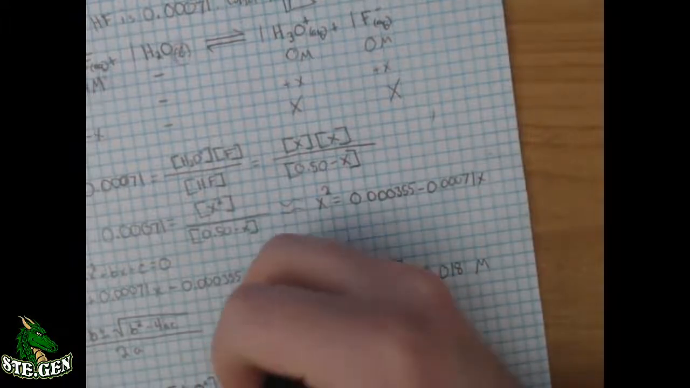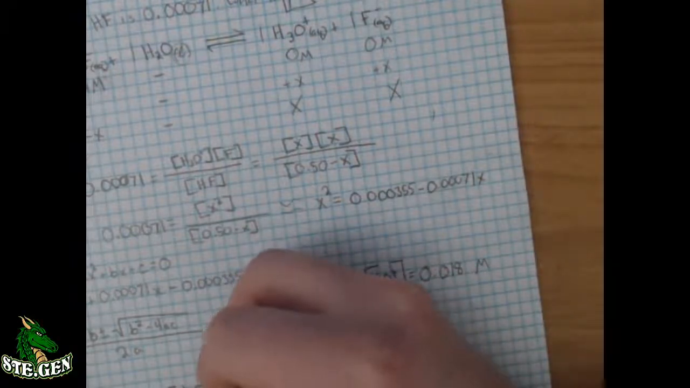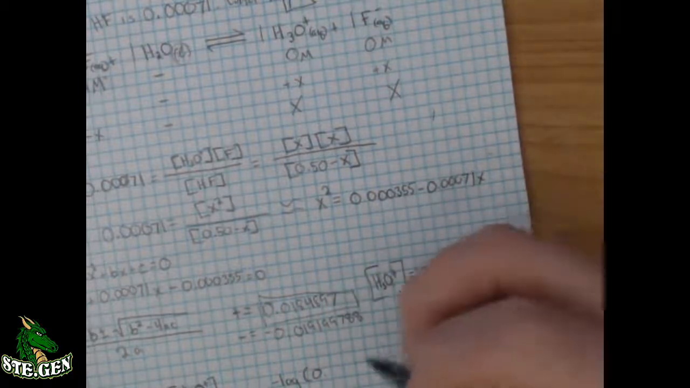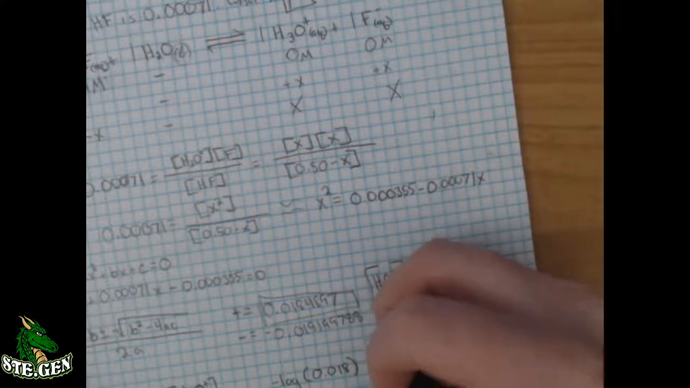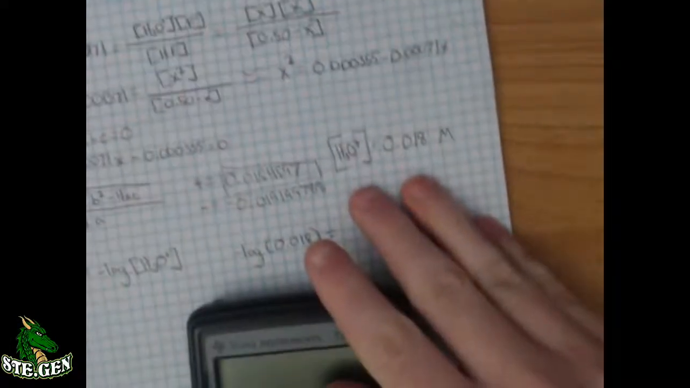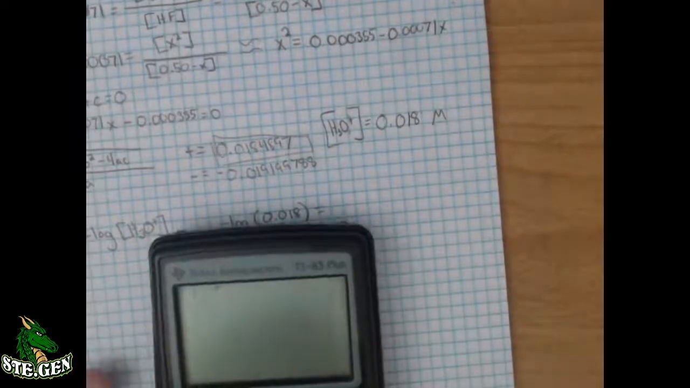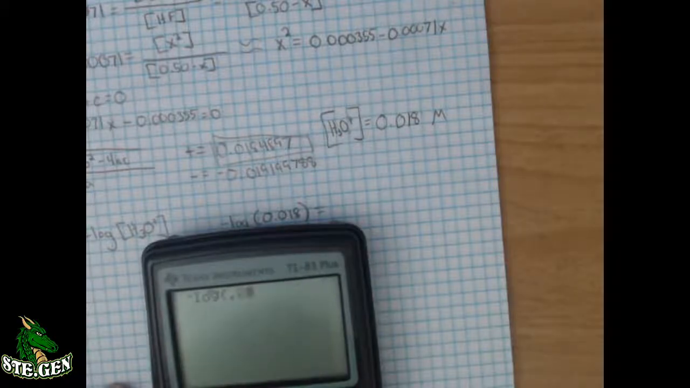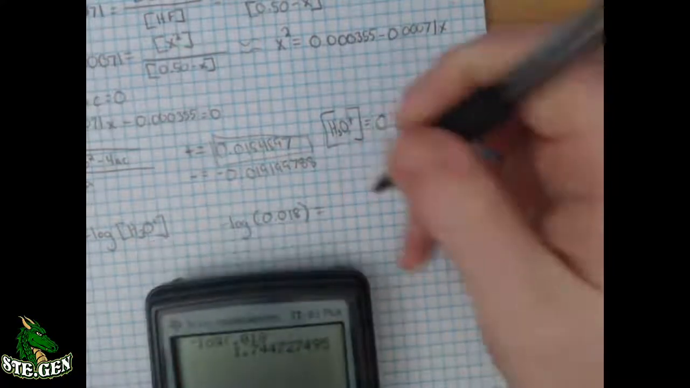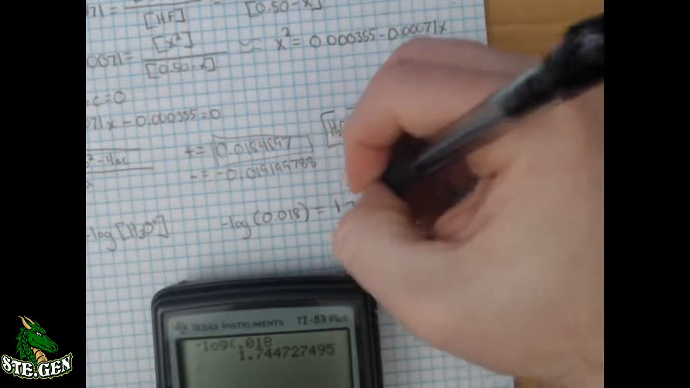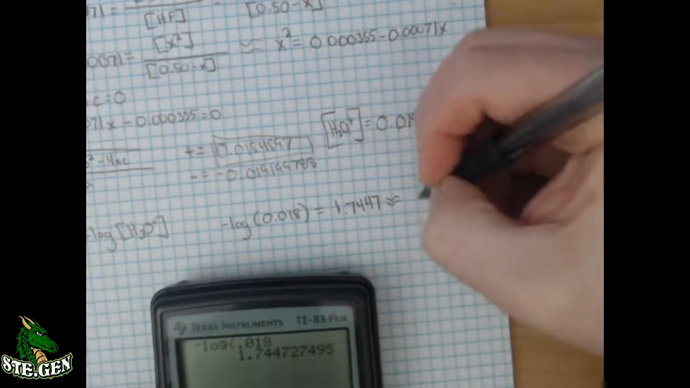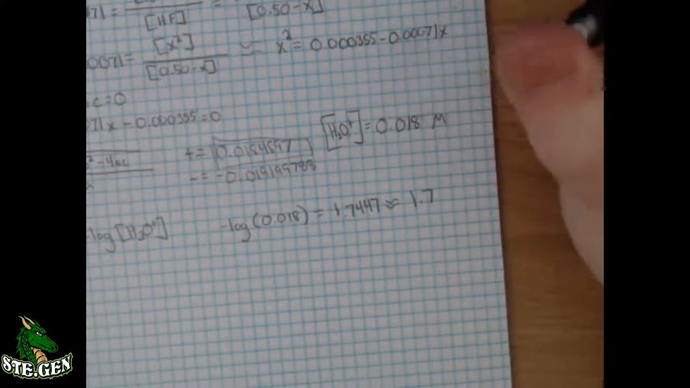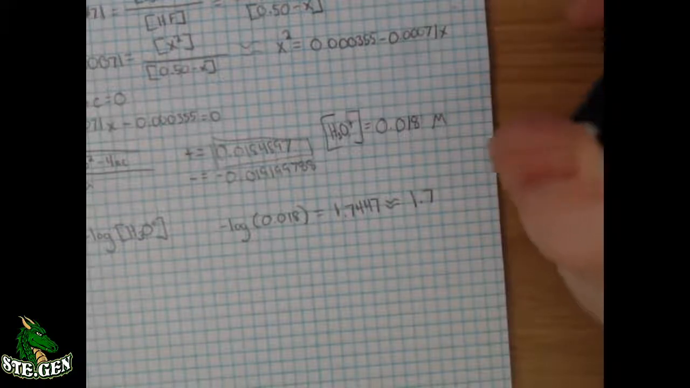But now we're going to plug that into our negative log over here. So I'm going to go ahead and do negative log of 0.018. We get a pH of 1.7447, which to the correct number of sig figs is 1.7, which is really, really acidic, which is kind of crazy when you think about it.